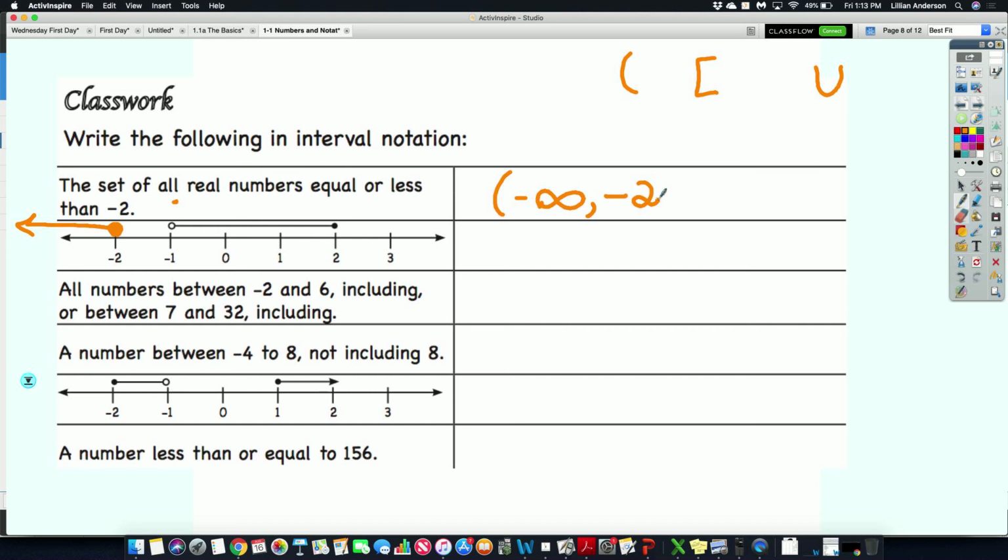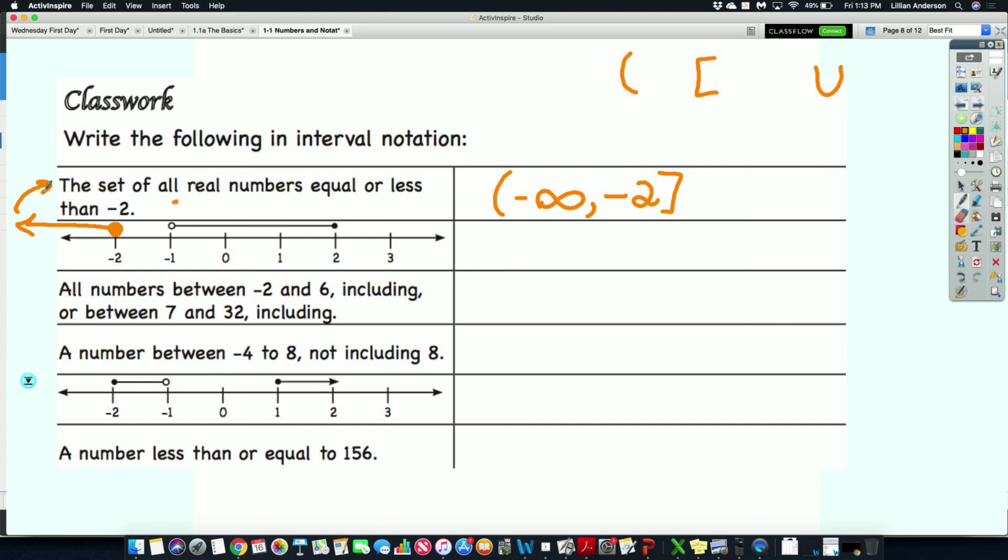And I'm going to put a parenthesis here, and I'm going to put a bracket here. A square bracket. Because remember, the square bracket means that it's included. The open circle is the parenthesis, means that it's not included. Okay? So for these, try to get a visual of what this could potentially look like. So this one was for that one right there.